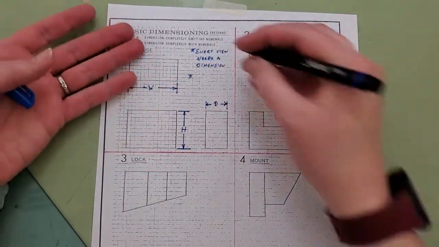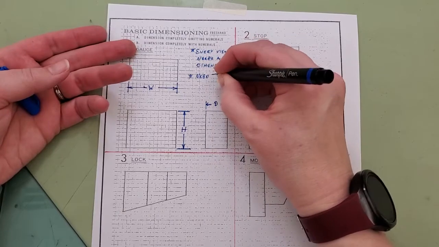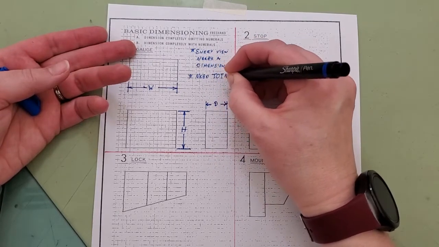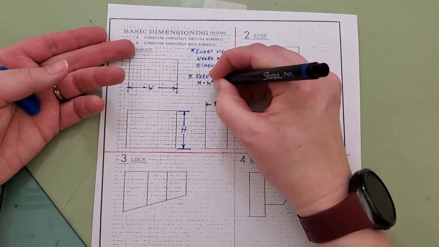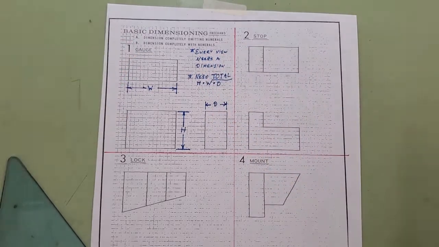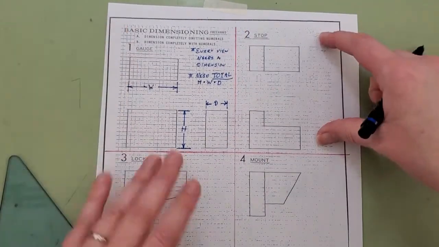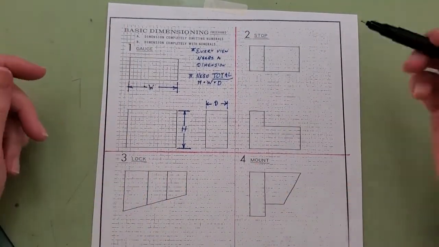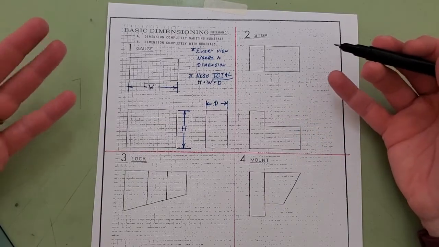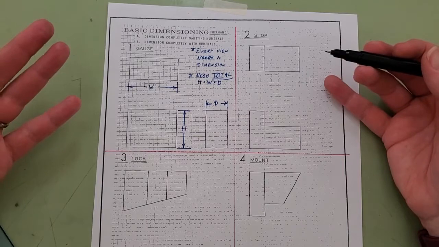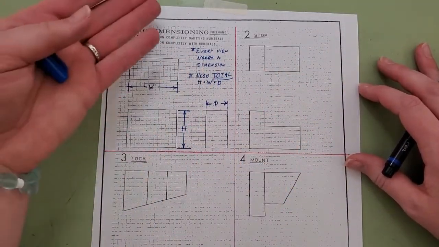Every drawing needs a total height, width, and depth. Okay, this one's very easy to get that on, but the next several, you'll see that they have multiple pieces. Do not make the person trying to interpret your drawing add it up themselves. Okay, so let's scoot over to exercise number 2, because number 1, that's all we actually need.